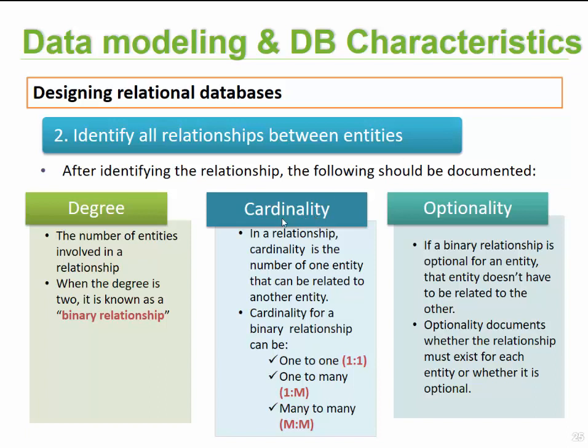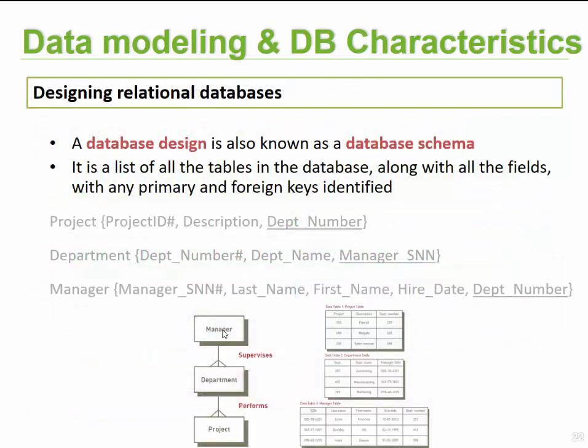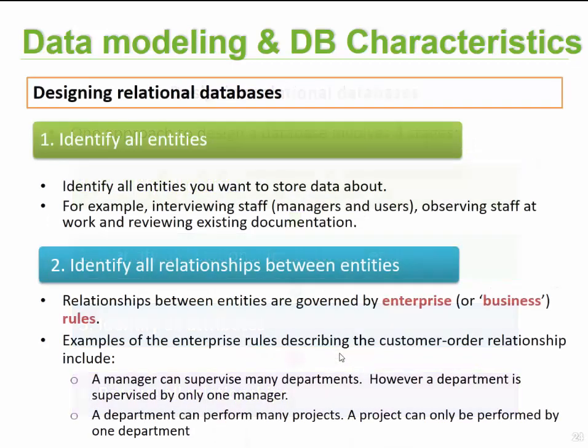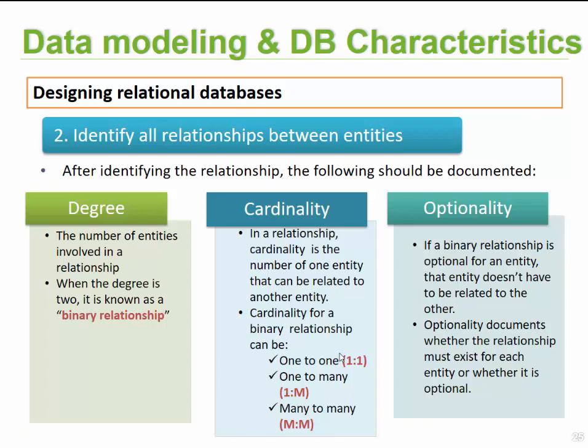The next term that we find is cardinality. Cardinality can be described as the type of relationship between entities. For example, from one entity to another, we might find a one-to-one relationship. Alternatively, we can find a one-to-many relationship. And finally, we might find a many-to-many relationship. So again, if we go back to our example, each of these is a one-to-many relationship. As we go on, I'm going to show you some additional types of relationships as well.